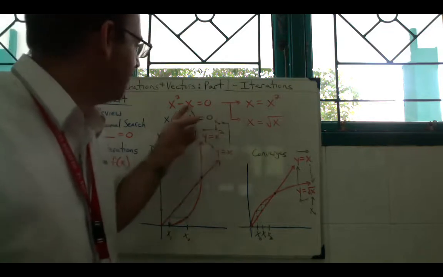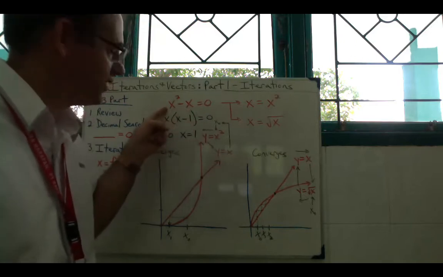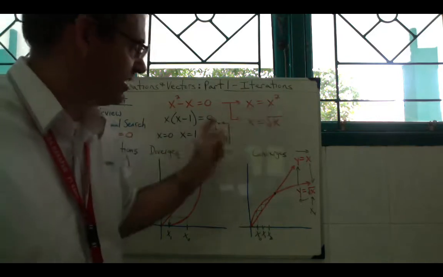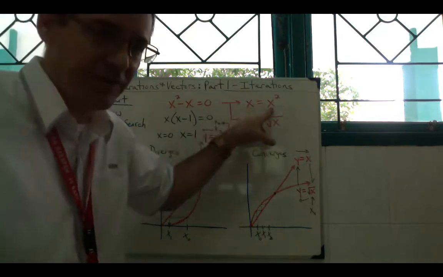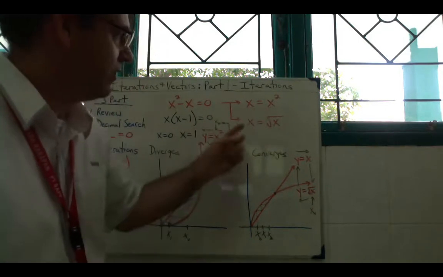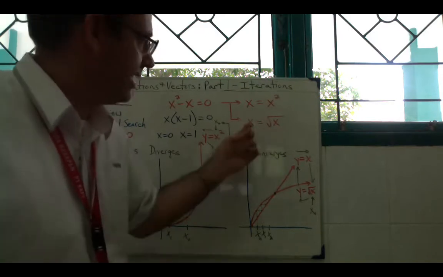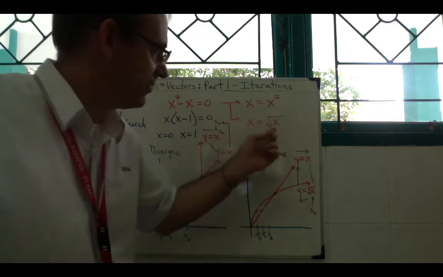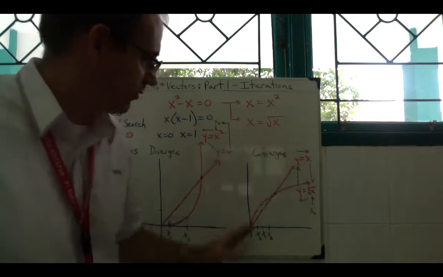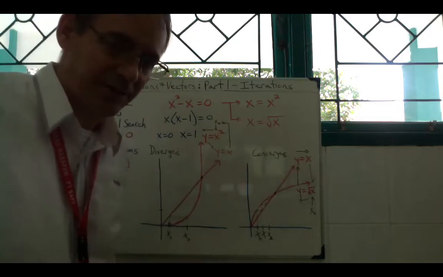But let's say instead of solving for this x, what if we solved for this x over here? So we still add the x to the other side, but we want to solve for this x. So we square root both sides, and we get x equals root x. So again, we've got 2 recognizable graph types here. We have the y equals x, and now we have the root x, which goes like this.